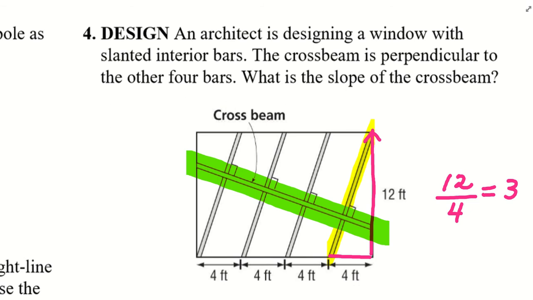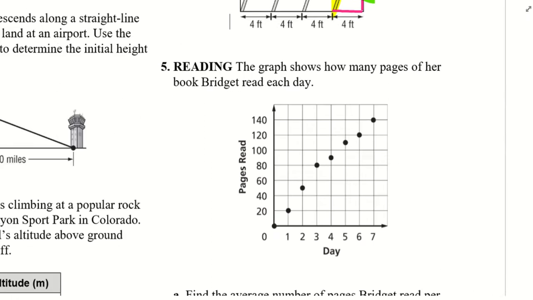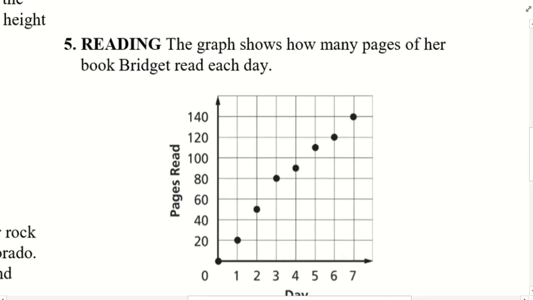So here's your hint. The yellow slope and the green slope are perpendicular. And hopefully you remember from algebra and geometry, perpendicular slopes are the negative reciprocal of one another. So think about that when you're trying to calculate the slope of the green line. Negative reciprocal. Let's move on to number 5, the last question.